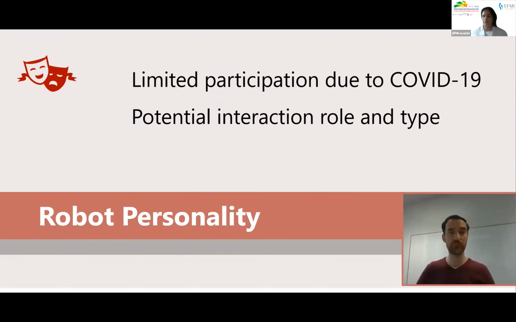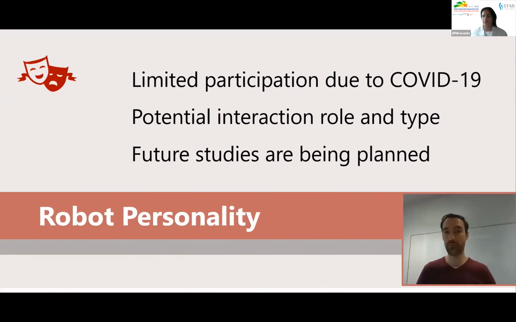So of course we want to redo this study when things are a bit more open again in the future, but we absolutely think that there might be something in there. We're currently planning our future studies to dive deeper into this, and hopefully in, let's say, a year from now, we can publish some literature showing that there's actually an effect of the type of role that a robot has and what personality it should be given to be more likely to be accepted by users.